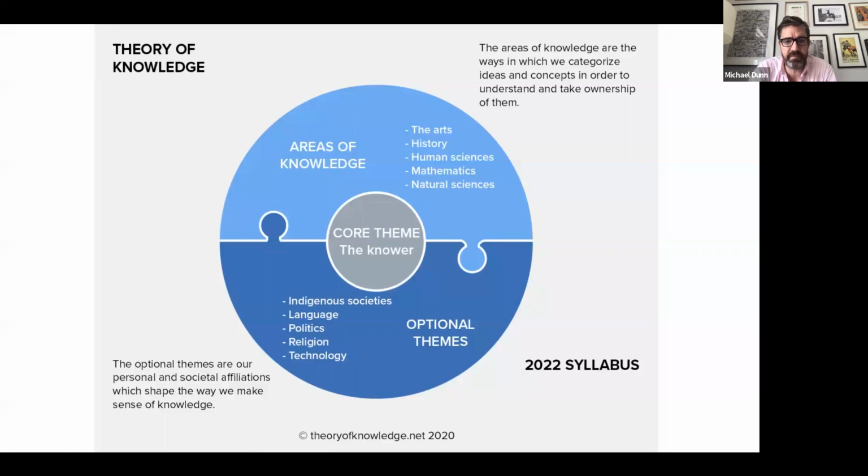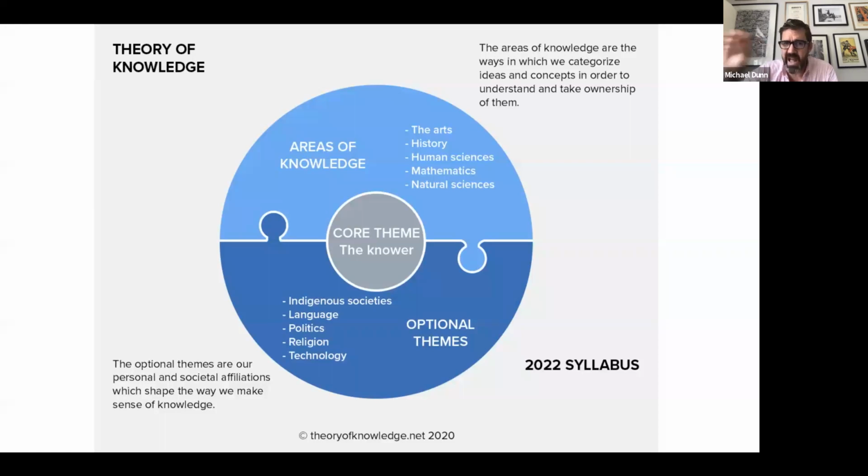We have 5 optional themes at the bottom of the diagram. Again, you can see what those are for yourself. Now, these are not quite the same as the areas of knowledge. They are more, well, I've termed them our affiliations, our personal and societal affiliations.